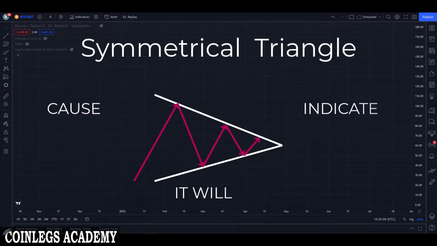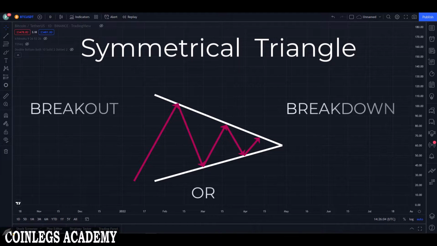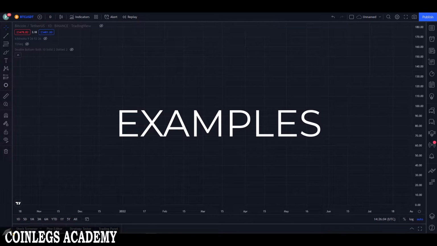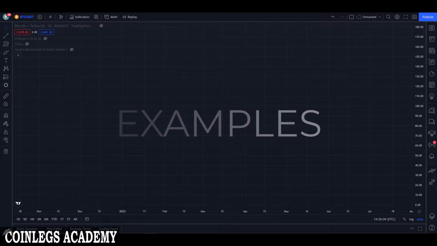Symmetrical triangles tend to be continuation patterns, meaning that they tend to break in the direction of the initial move before the triangle formed. For example, if an uptrend precedes a symmetrical triangle, traders would expect the price to break to the upside. Now, let's examine the examples in order to better understand the triangle formations.